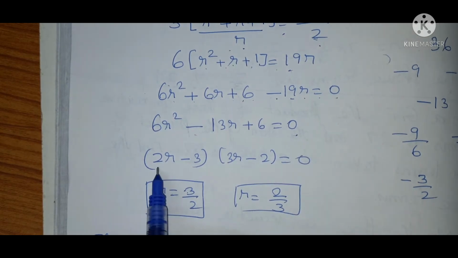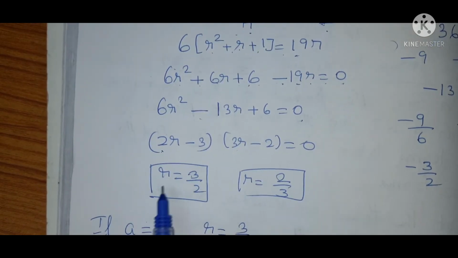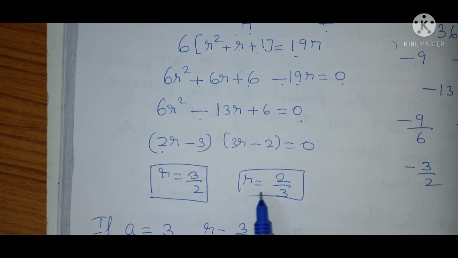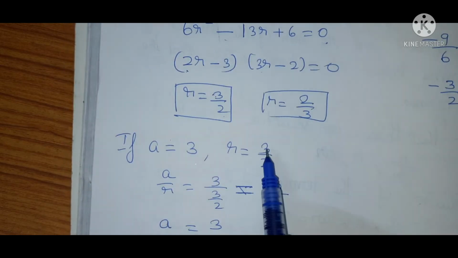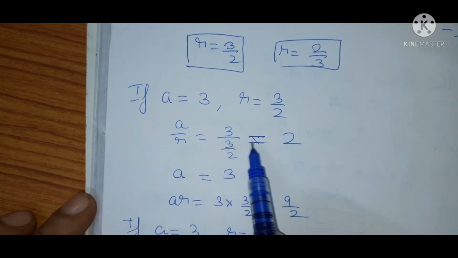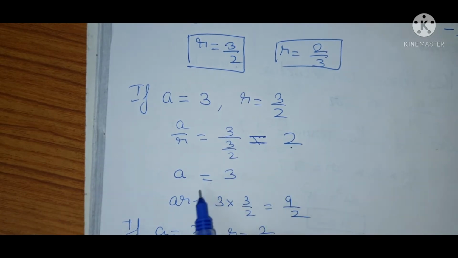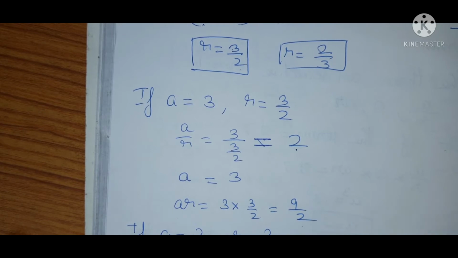Factorize this, we get 2R minus 3, 3R minus 2 is equal to 0. R is equal to 3 by 2, R is equal to 2 by 3. If A is 3, R is 3 by 2: A by R, 3 by 3 by 2, we get 2. A is 3. AR is 3 into 3 by 2, we get 9 by 2.